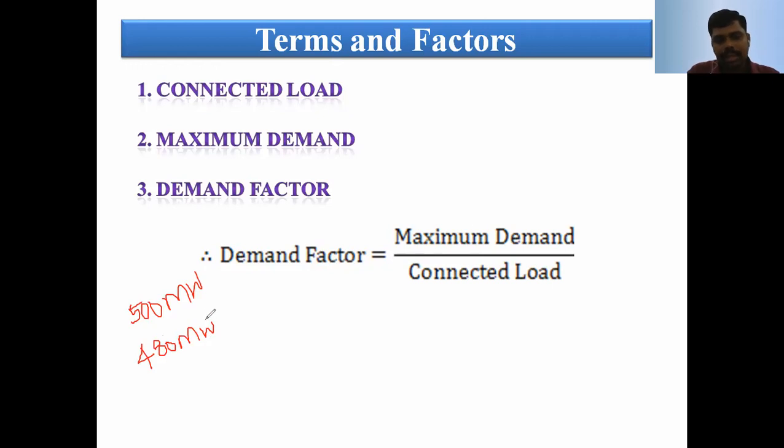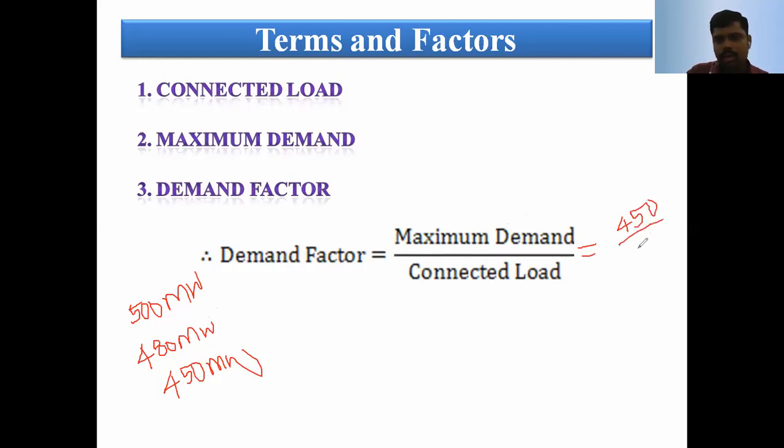Here, 2 or 4 generators are connected in parallel. In the particular power plant, how much is the maximum demand? Already you have discussed that the maximum demand is 450 megawatt. That is the peak load. The demand factor is defined as the ratio of maximum demand on the power station to the connected load. Here the maximum demand in the particular power station or power plant is 450 megawatt.